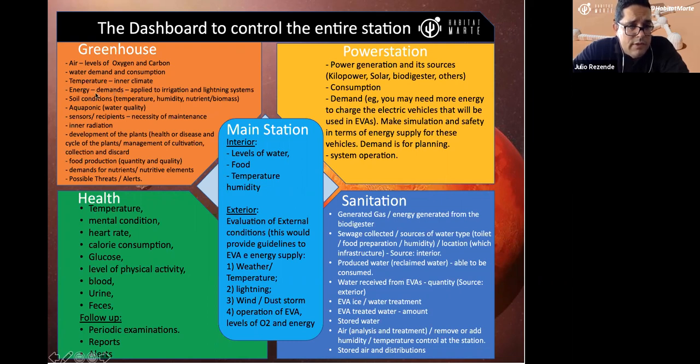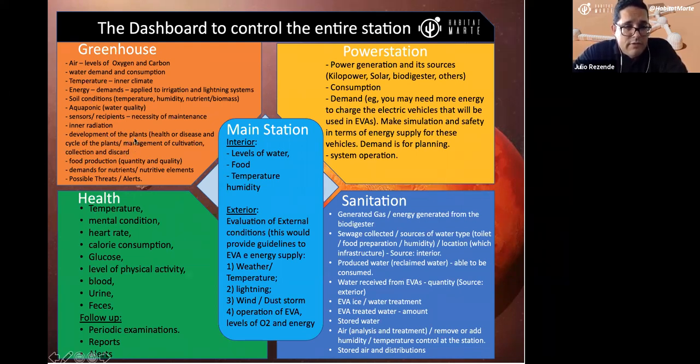Also in the greenhouse, there are demands of energy, applied to irrigation and the lighting systems. We will also be controlling the soil conditions. We would like to know about soil conditions, and also the operation of aquaponics. It's also very important to track the cycle of the plants, the development of the plants.